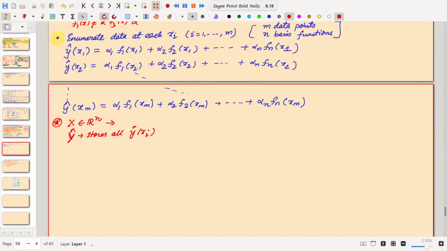Why? No, why should it be? I mean, you can have 10,000 or 50,000 data points.